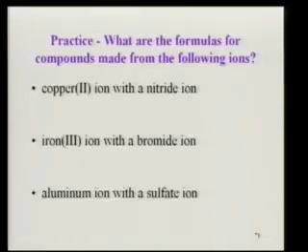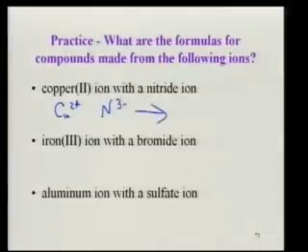Okay, what are the formulas for the compounds made from these ions? Copper 2 and a nitride. See if you're right. I'll write on here again. Copper 2 means what? It means this, right? Nitride means what? Okay, so put these together. There you go. That would be copper 2 nitride.